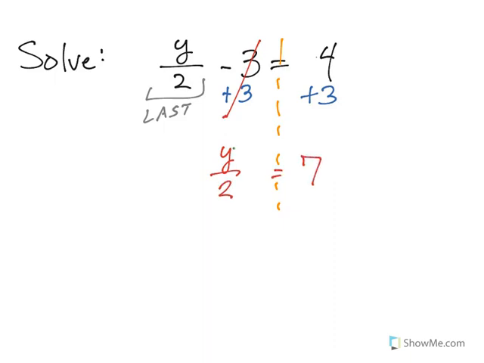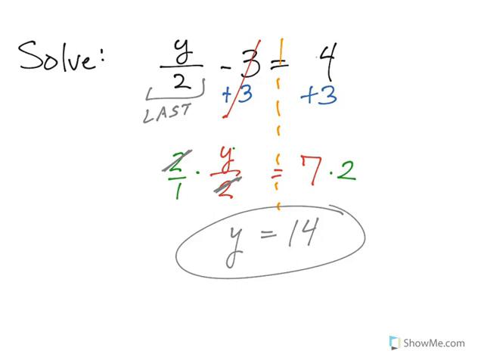And y divided by 2, the opposite of division is multiplication. So I'm going to multiply both sides by 2. The reason this works is because on the left-hand side, when I multiply by 2, these 2s cancel out. I'm left with y over 1, which is just y. So y equals 14.